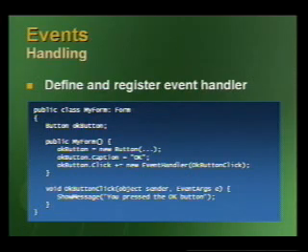I want to have an OK button on my form. So I declare my form that inherits from the base class form in the .NET framework. I declare a button called OK button, and then in the constructor of my form, I instantiate the button. I set its caption to be OK, and then I attach an event handler for the click event.